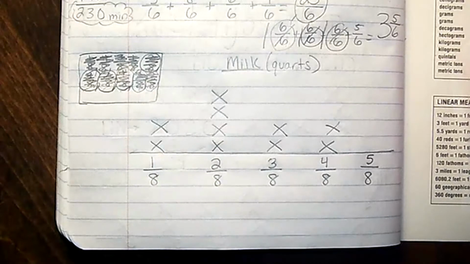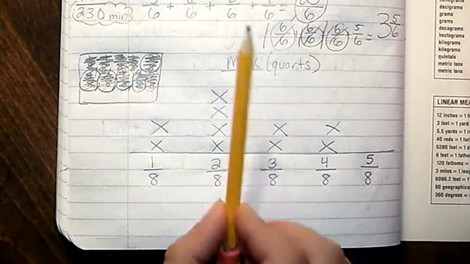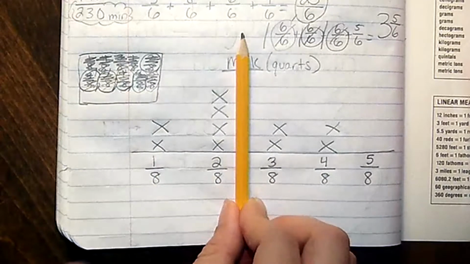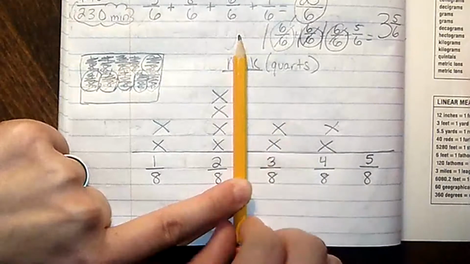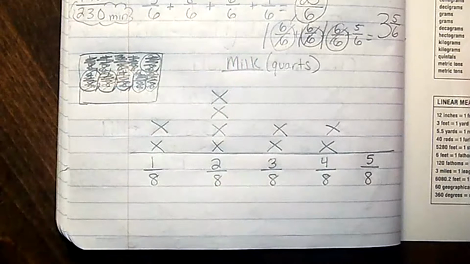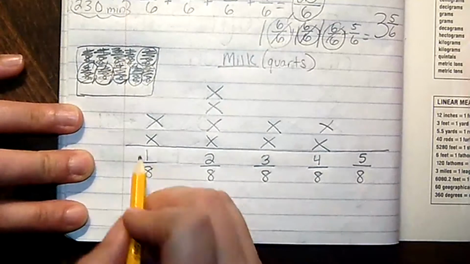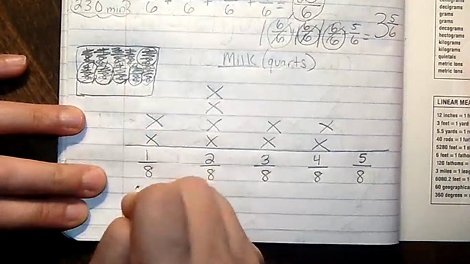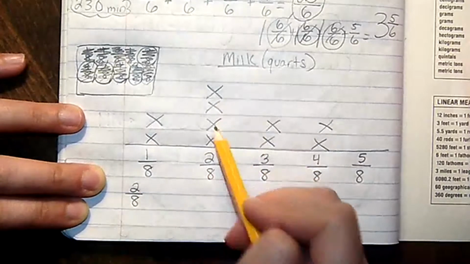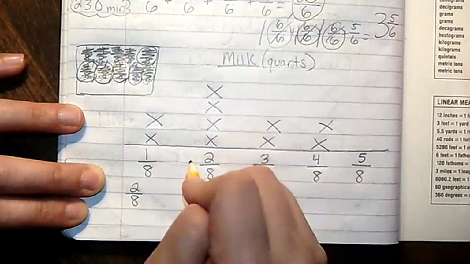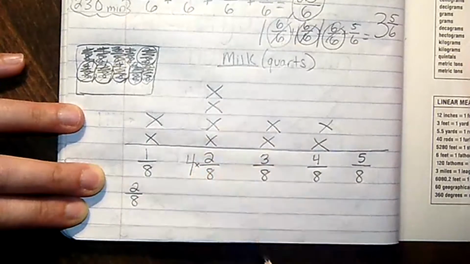How many people drank more than 2/8 of their milk? I'm looking only at more than 2/8. 1, 2, 3, 4. 4 people drank more than 2/8 of a quart of milk. What was the total amount of milk people consumed at lunch? The total amount. Well, let's see. 1/8 plus 1/8, that gives me 2/8. This is 2/8 plus 2/8 plus 2/8 plus 2/8. Or I could say it's 4 people that all drank 2/8.